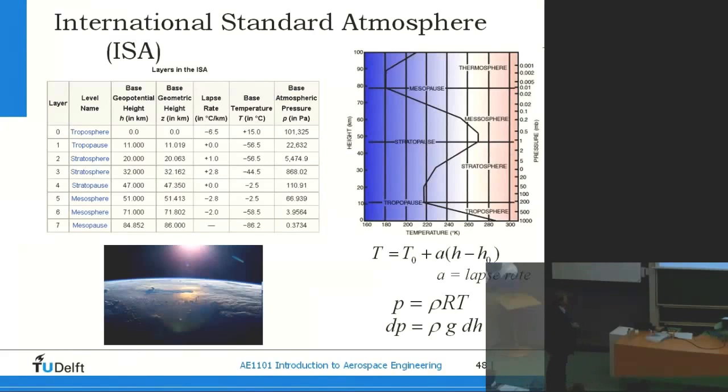So if it's around freezing point, it will already be minus 13 on the top. So chances for skiing in the winter are high if we build a mountain of 2,000 meters in the Netherlands.